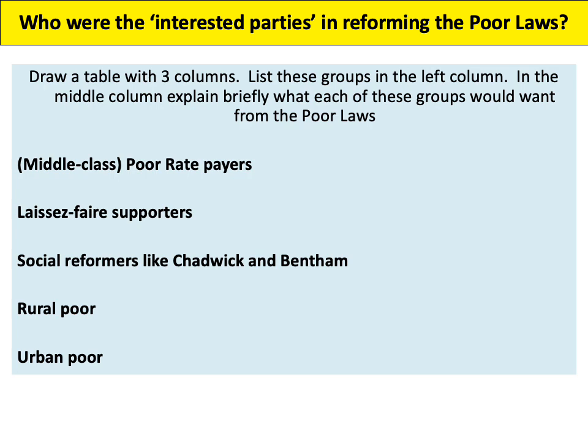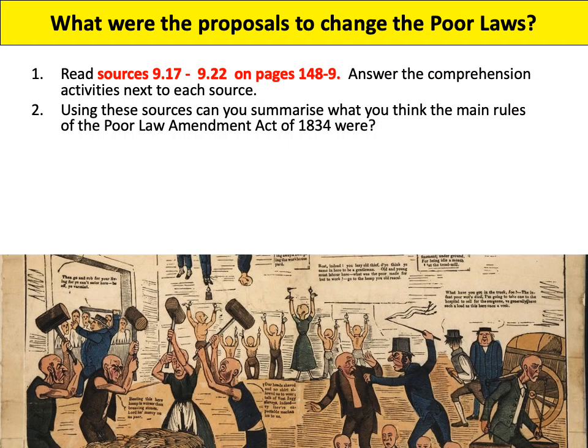Okay, keep your tables handy because we will return to them at the end of the lesson. Okay, so let's have a look then at what actually happened. How did the Whig government in 1834 change the poor laws? And again, we're going to look at the sources and see if we can work it out from a range of sources. So if you turn to page 148, you'll see there are a number of sources and they are all taken from the reports from His Majesty's Commissioners for inquiring into the poor laws.